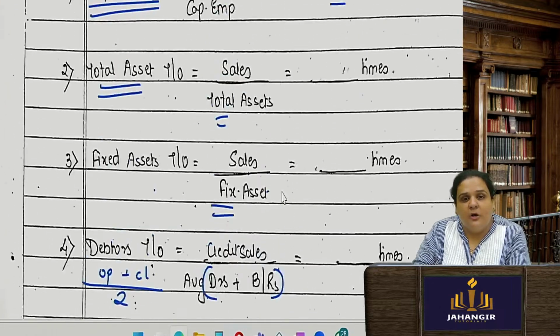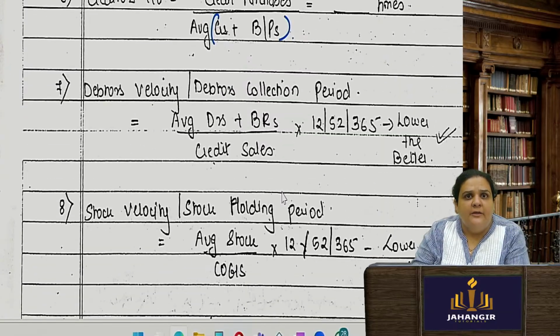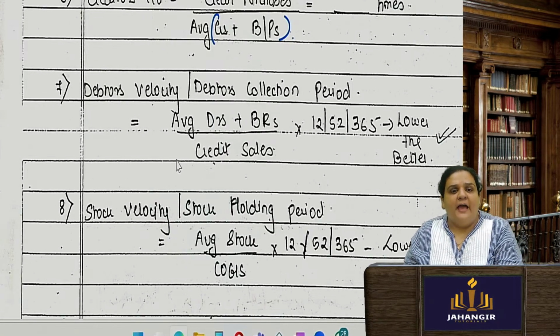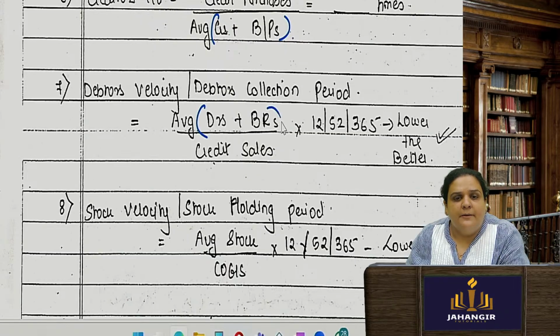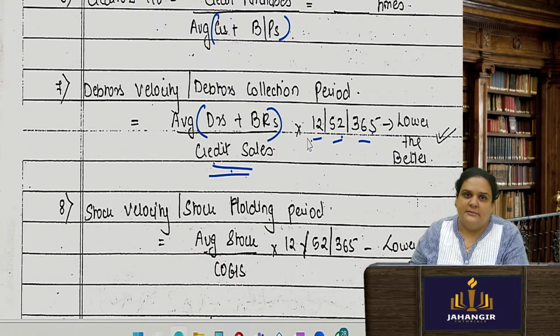And debtors collection. Now this is based on your turnover. Now you have collection also. In how many days are you able to collect the debtors' money? That means you will take your ratio of average debtors plus bills receivable divided by credit sales, into 12 months or 52 weeks or 365 days, whichever we will take. So debtors velocity, lower the better. That means I am able to get money quicker. So I will get that collection period in number of days or weeks or months.